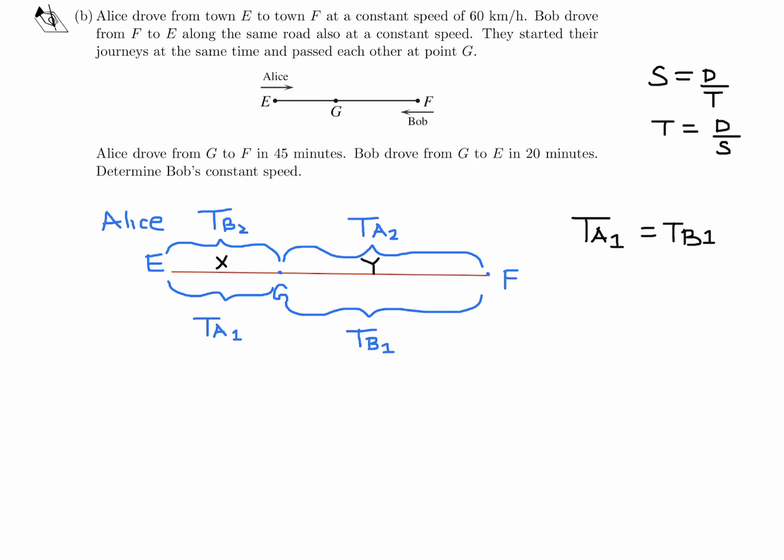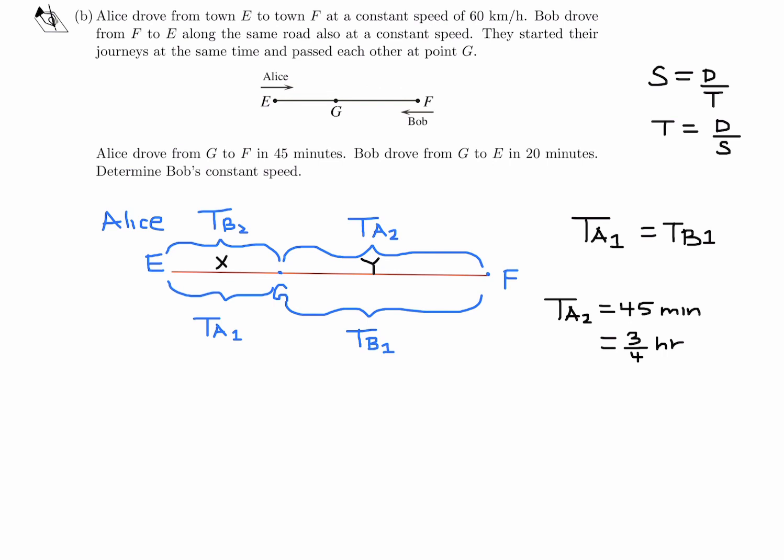Now the next part is going to be looking at these 2 guys right here, because they have a little bit of information for us. Let's look at TA2, the time that Alice takes in the second part of her journey. They tell me that that is 45 minutes. Now I've got to convert that to hours because our speeds are in kilometers per hour. So that's going to be 3/4 hour.